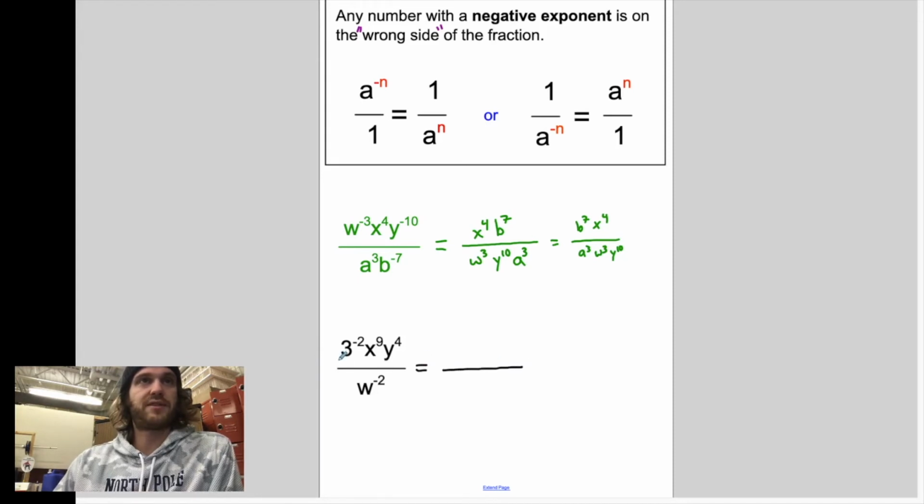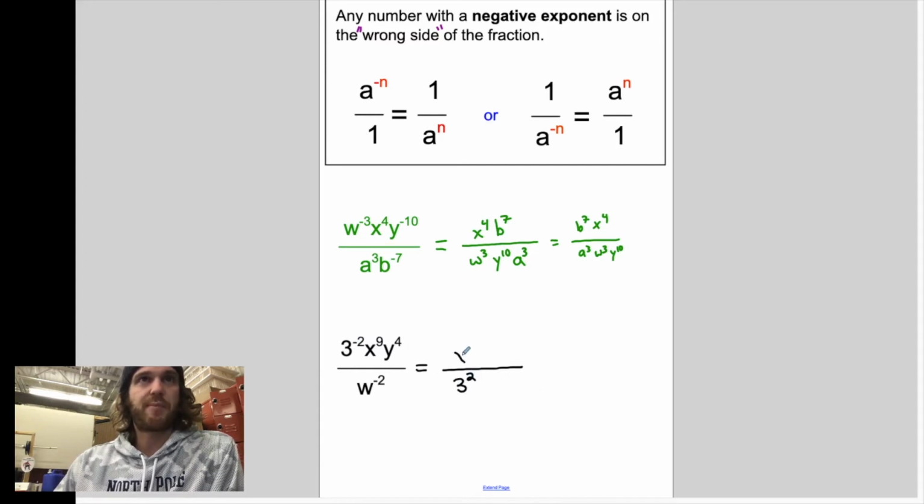Okay, what are my bases? I have 1, 2, 3, 4 things. Okay, starting with the 3. This is 3 to the negative second power. That needs to move. It is not on the correct side, so 3 to the second power is going to come down to the bottom.